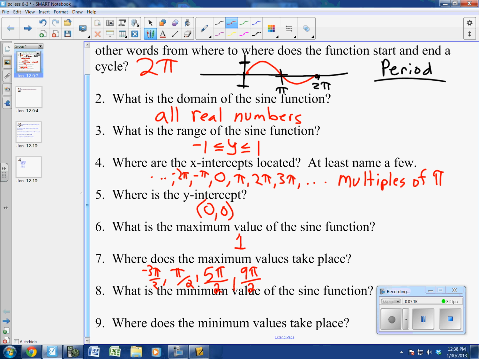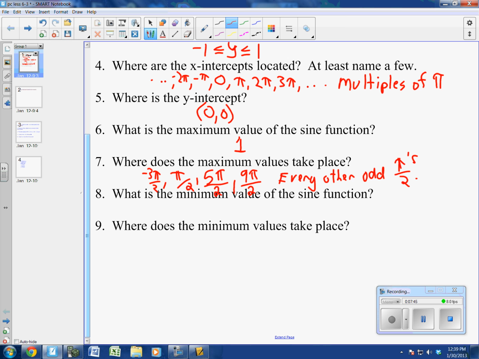Okay? The way we say this is every other odd pi half. That's how I say it in English. Every other odd pi halves. How's that sound? Okay, because notice it skipped 3 pi halves. So it's got to be every other one.